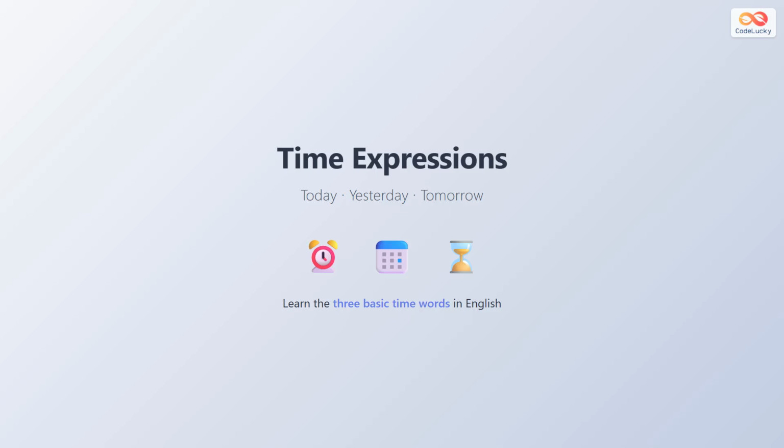Today we are going to learn about 3 basic and very important time words in English. These words help us talk about events in the past, the present, and the future. The 3 words are today, yesterday, and tomorrow.